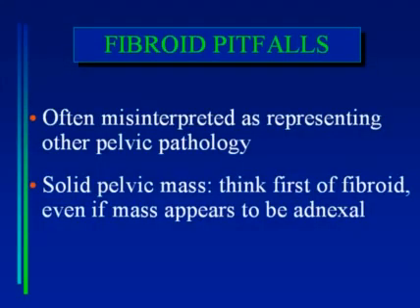Because fibroids are so very common and often misinterpreted as representing other pelvic pathology, if one sees a solid pelvic mass, one should first think of a fibroid, even if the mass appears to be adnexal. And then, if one can find both ovaries, that makes a fibroid even more likely, since the ovaries would have been one of the other main organs of origin for a solid pelvic mass.